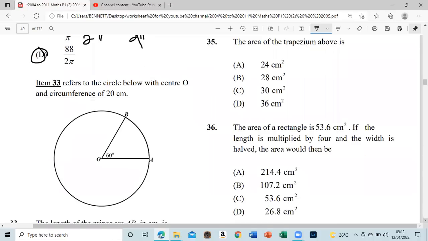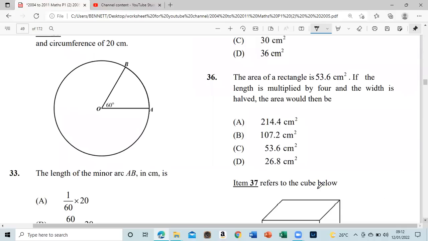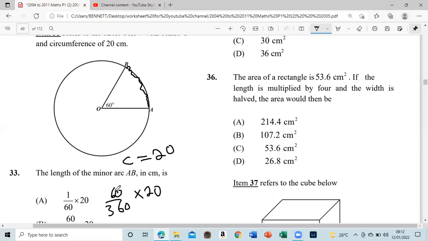So this one, for the circle below, the circumference is 20. The length of the minor arc AB, so the arc AB, which is this, is just a fraction of the circumference, right? So it's the angle over 360, which is 60 over 360 times the 20, which is the circumference, all right? If I break this down, it comes to 1 over 6.